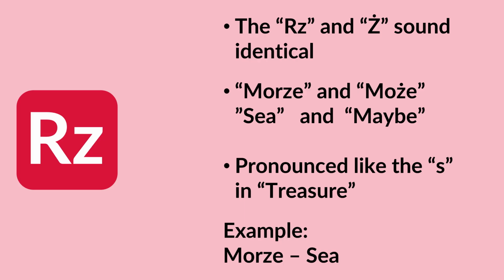This digraph is pronounced as zh, and it sounds identical to the Polish z with the dot diacritic. Like with the ch digraph, spelling can be very difficult, and sometimes there are words that sound exactly the same but mean 2 different things because of how they are spelt. The Polish word for see is spelt with the digraph, and the word for maybe is spelt with the diacritic, but both sound exactly the same. Może. The closest English pronunciation of this digraph is the S in treasure.